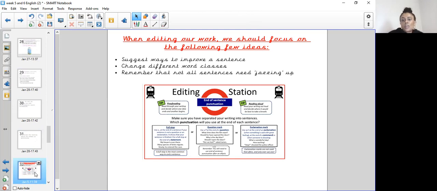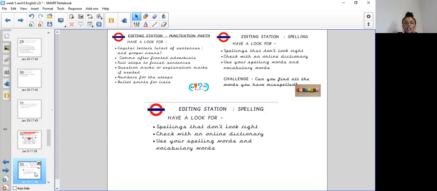To edit our work, we have to proofread it. That means we have to read over it. We have to read it aloud. We have to check for full stops, question marks, and exclamation marks. So have a look at our editing station. We need to check for all of these things.